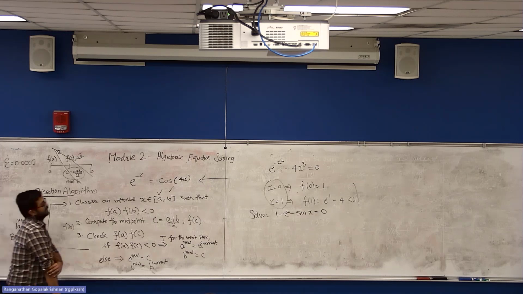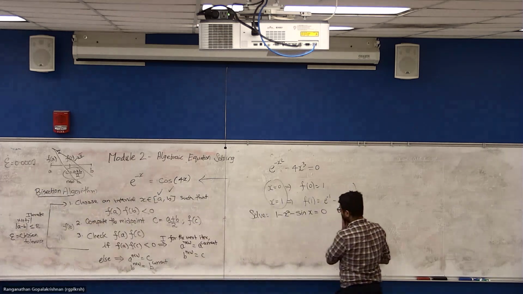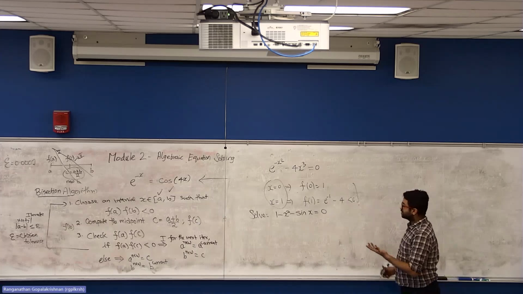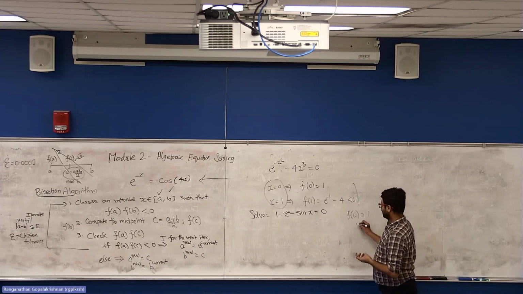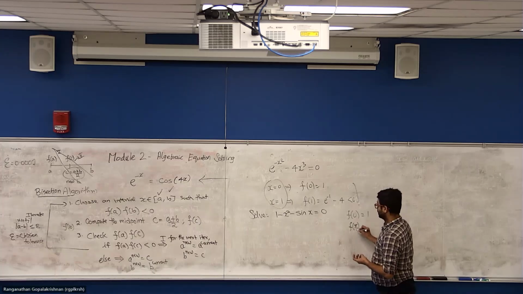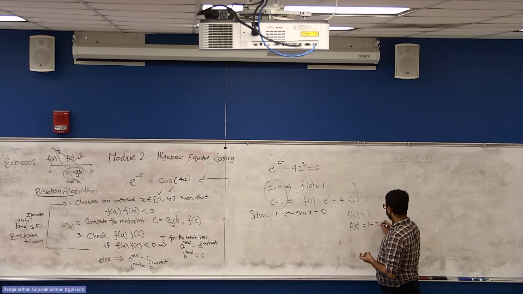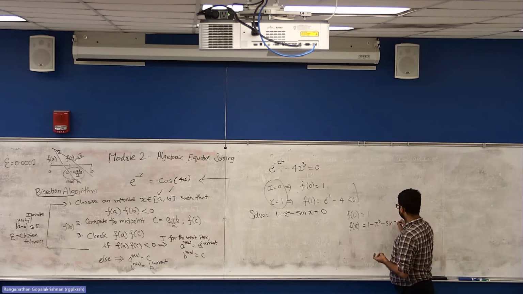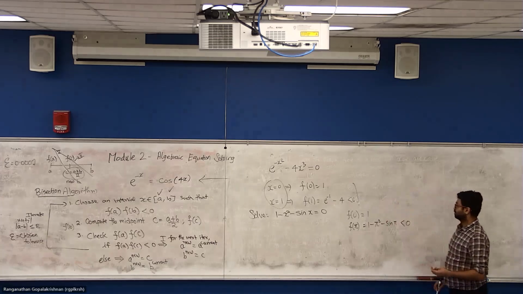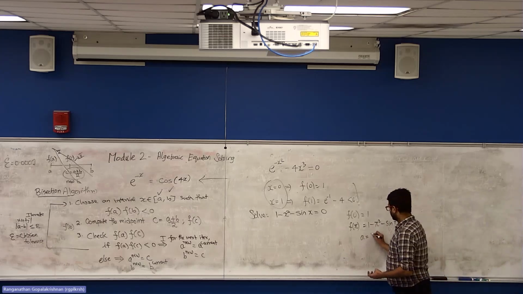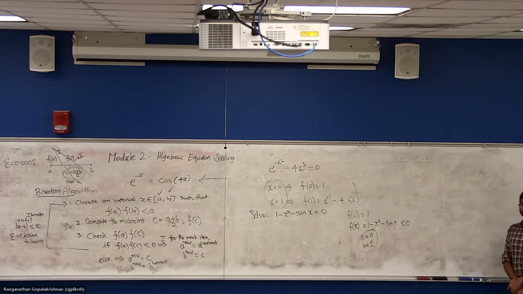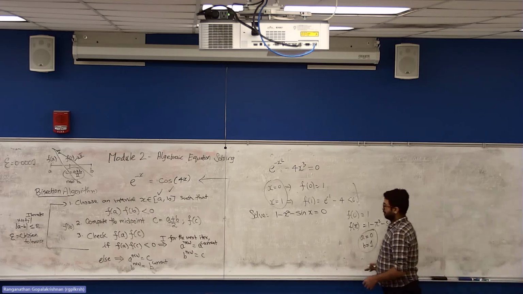Okay, let's solve this. It's easiest to check for f of 0. F of 0 is 1. What is f of pi? F of pi is 1 minus pi squared minus sine pi, which is also 0. So this is negative. So off the bat, I can make a guess that between 0 to pi, there is a root. Yeah. So let's fill out the table.